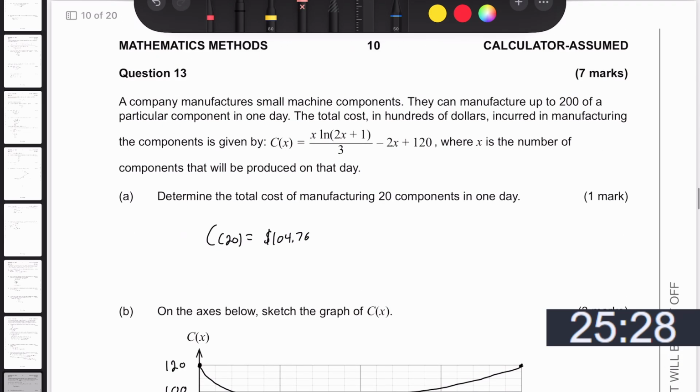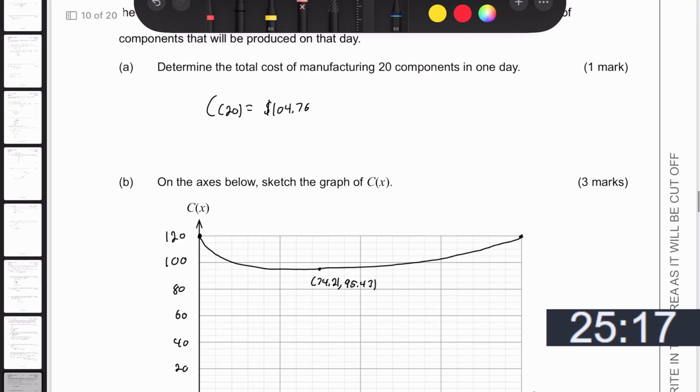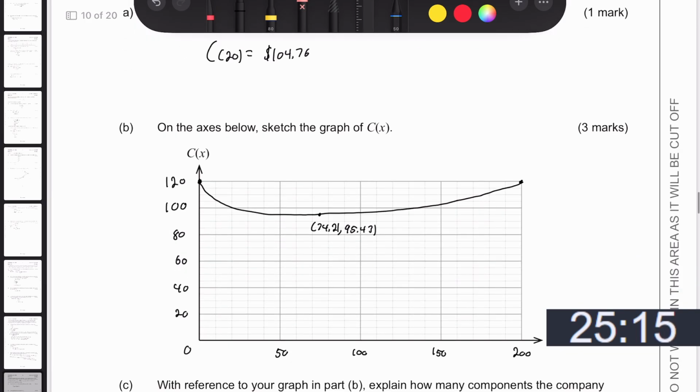20 components in one day, so x ln of (2x plus 1) over 3 minus 2x plus 120, given that x is equal to 20, is $104.76. That gets the graph. If I differentiate this and solve for 0, we get 74.29.